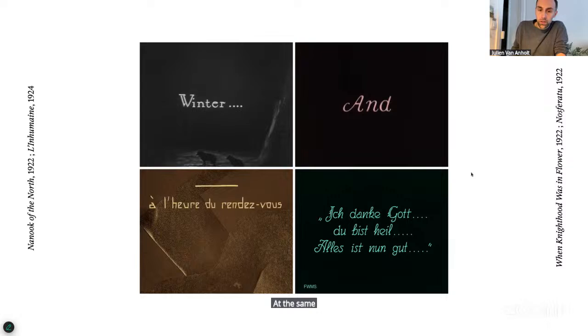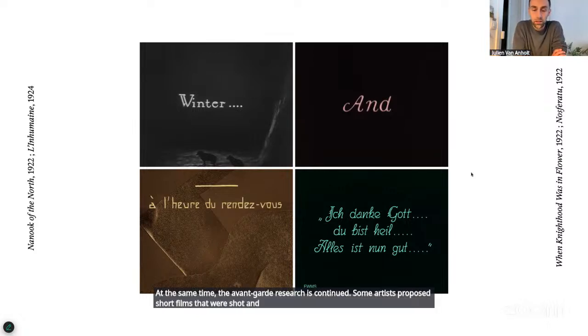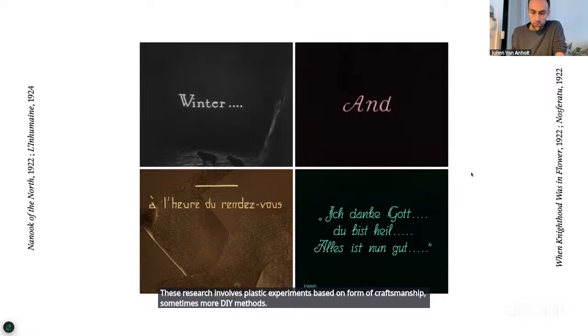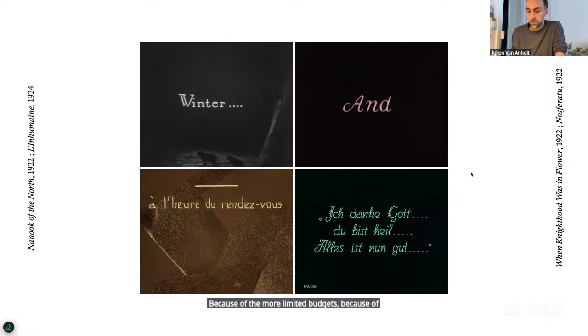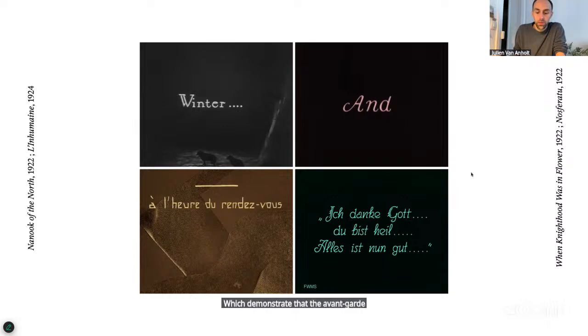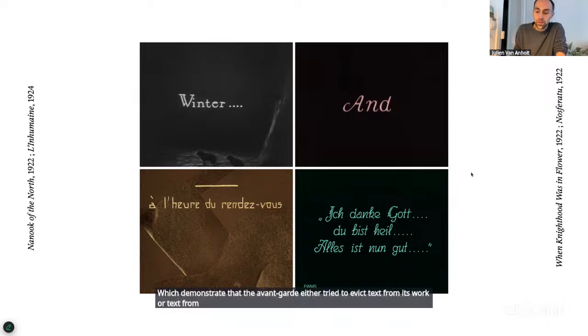At the same time, the avant-garde research continued. Some artists proposed short films that were shot and distributed outside the usual circuits. These researches involved plastic experiments based on forms of craftsmanship, sometimes more DIY methods. Because of the more limited budgets, because of the shorter formats of the films, the intertitles production is also approached very differently by them. Here I will take two examples from the filmography of Fernand Léger and of the artist Man Ray, which demonstrate that the avant-garde either tried to evict text from its work or more rarely tried to sublimate the intertitle by playing on a highly literary quality.